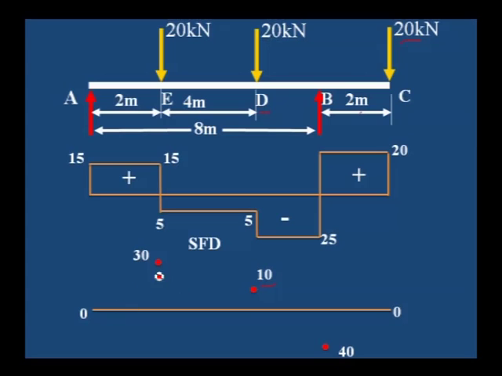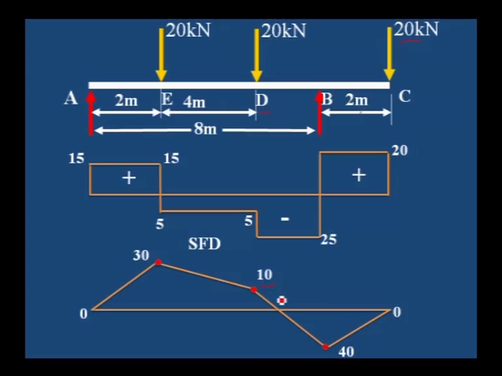Now you can observe here bending moment is positive as well as negative, whereas what we have observed in a simply supported beam, bending moment is positive. In a cantilever beam, bending moment was negative. Here both positive and negative are there. Now you join all the points.